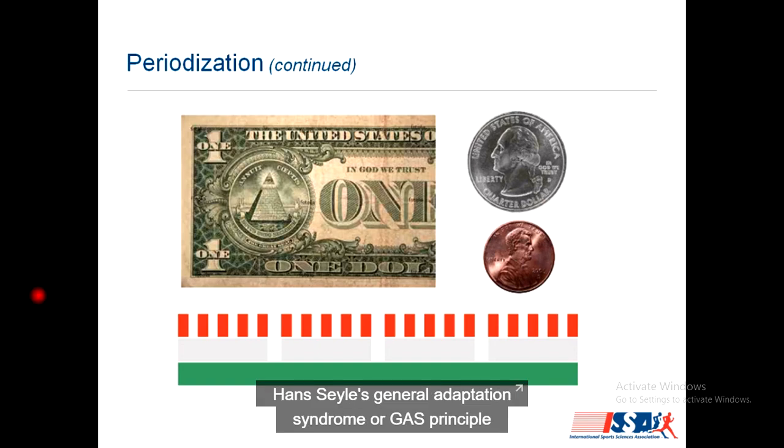Hans Selye's General Adaptation Syndrome, or GAS principle, has demonstrated that the body will go through 3 predictable stages in response to stress: shock, compensation, and exhaustion. Therefore, cycling your training to account for these stages is imperative for program success. Not doing so can lead to overtraining.